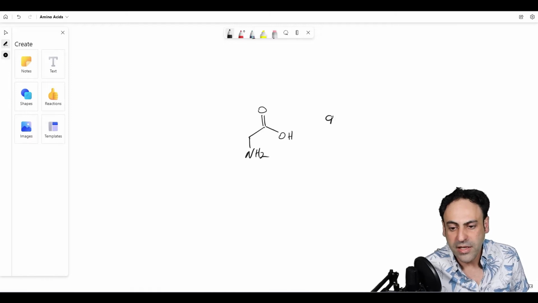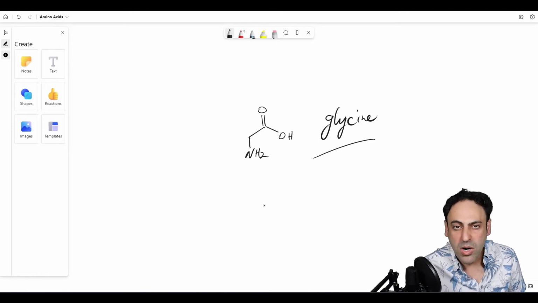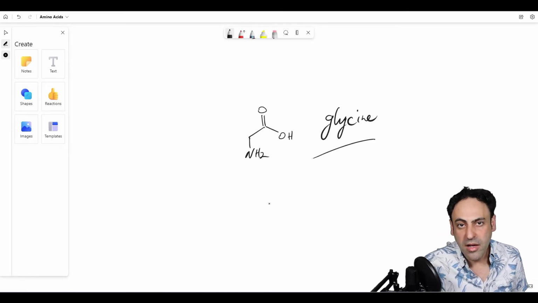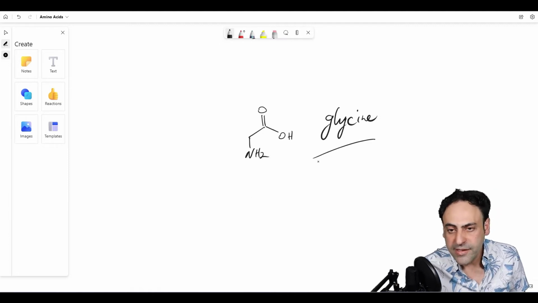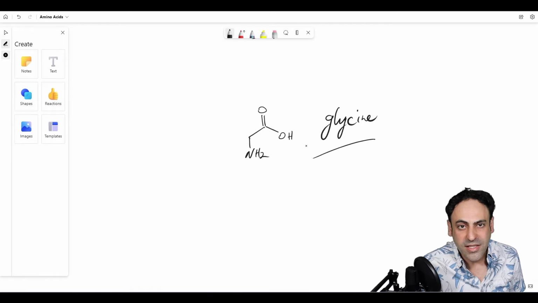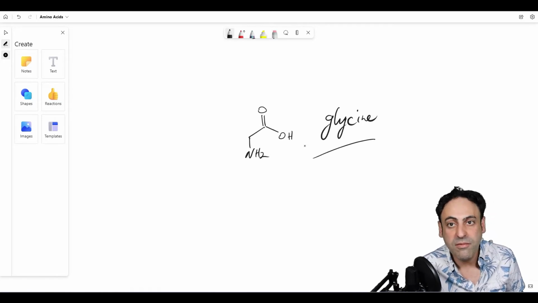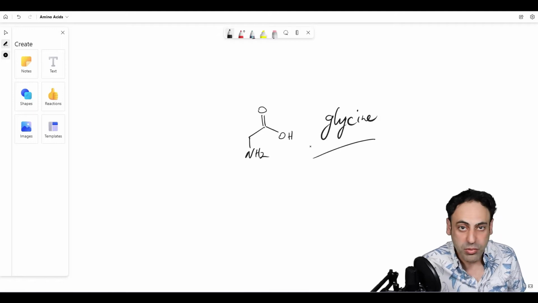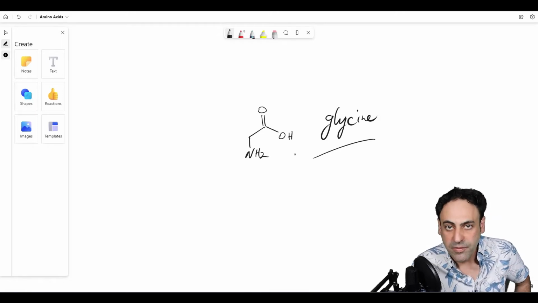So basically glycine is the smallest amino acid, but it is one of the most important amino acids in the body. Why is this one very important? Because glycine is small and it can fit everywhere, so it's going to help with protein folding. Plus proline, we're going to talk about it in several minutes.